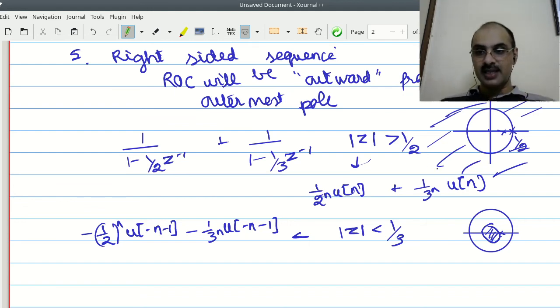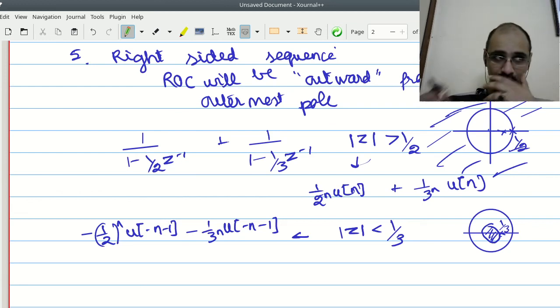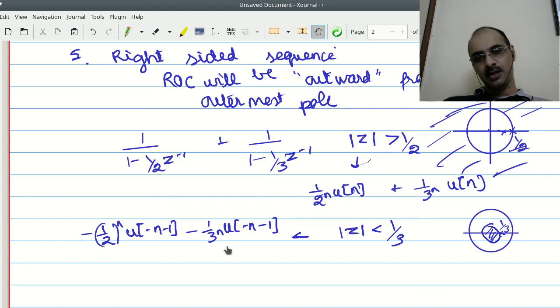So in the former case, |z| > 1/2 does not include the half pole. |z| < 1/3 doesn't include the 1/3 pole. Now, needless to say, if you look at the ring in between these two, you will get a double-sided sequence. It will be between 1/3 and half, something of the form minus (1/3)^n u[-n-1] plus (1/2)^n u[n]. You can just verify that. But anyway, right-sided sequence, outward.